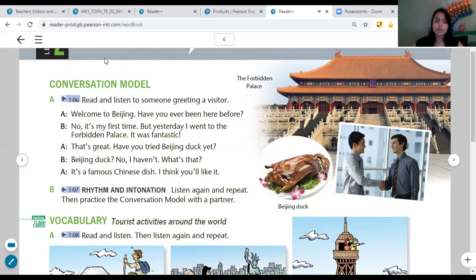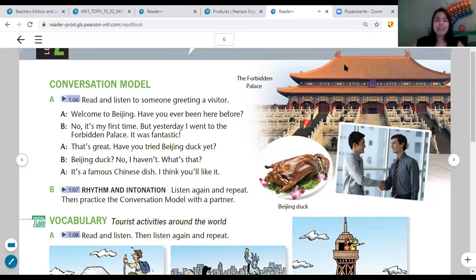Read and listen to someone greeting a visitor. Welcome to Beijing. Have you ever been here before? No, it's my first time. But yesterday, I went to the Forbidden Palace. It was fantastic. That's great. Have you tried Beijing duck yet? Beijing duck? No, I haven't. What's that? It's a famous Chinese dish. I think you'll like it.